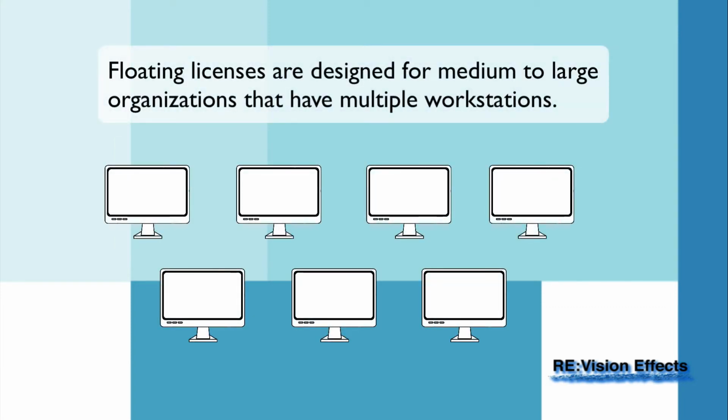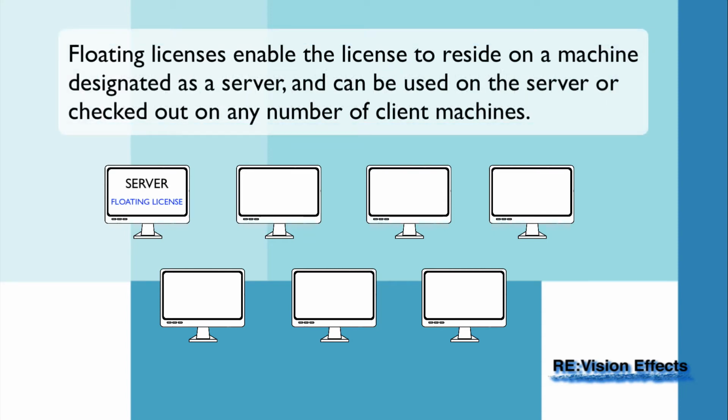Floating licenses are designed for medium to large organizations that have multiple workstations. The advantage to this plan is to provide maximum flexibility of use of the Revision Effects plugins. Floating licenses enable the license to reside on a machine designated as a server and can be used on the server or checked out on any number of client machines. It can be in use on one machine per license at a time. This option is usually best for larger facilities for more ease in sharing and management.